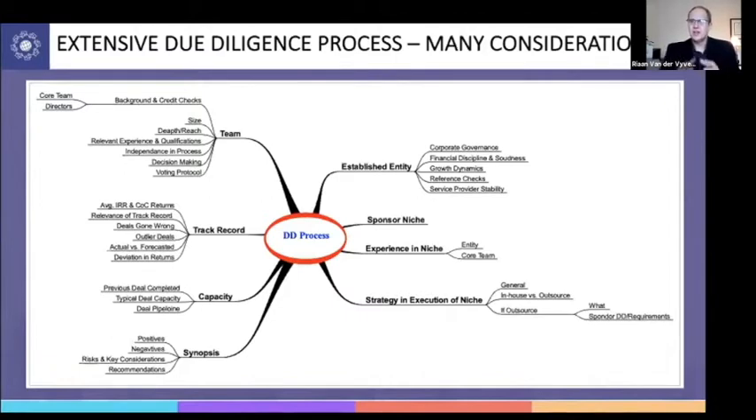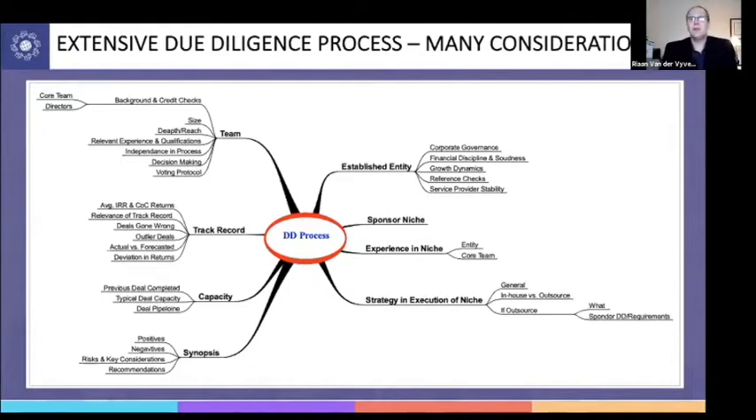Then we need to understand, how do they execute on their niche? In other words, they're a specialist in an area. What do they do so that we can unlock value for our investors? And more important is, do they outsource certain functions? And if they do, what is the responsibility of that outsource partner, and how do they control, or manage, or govern that outsource partner?